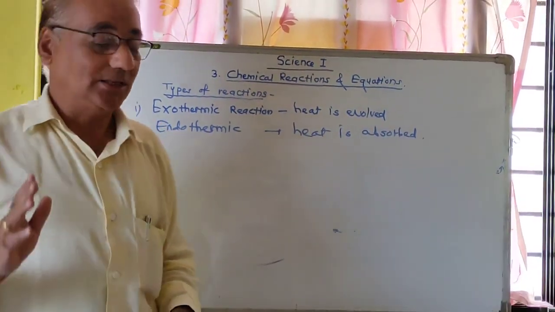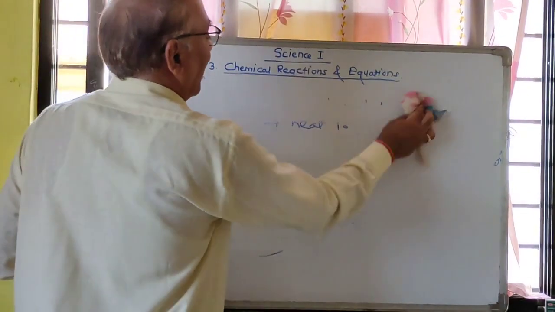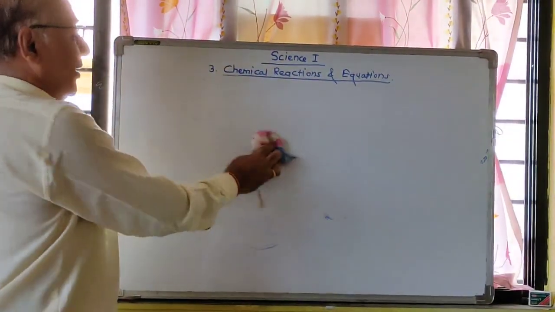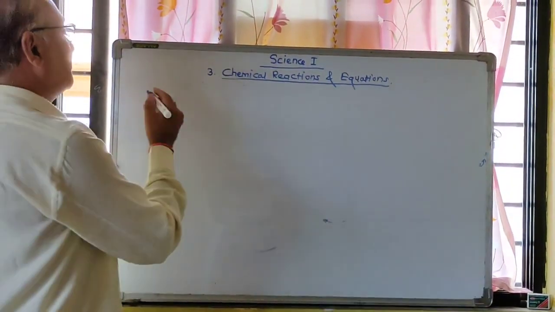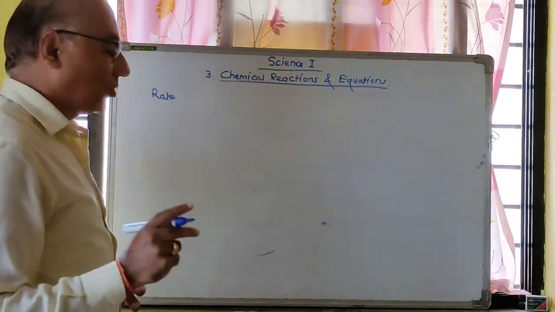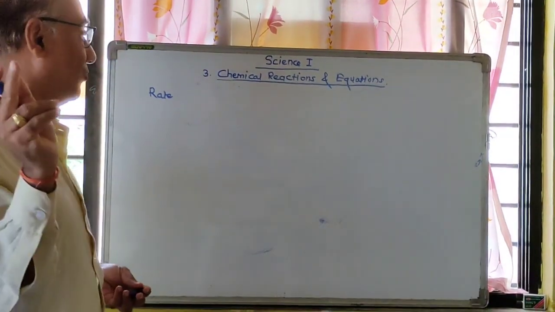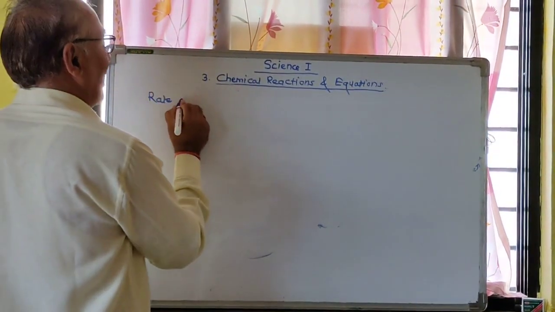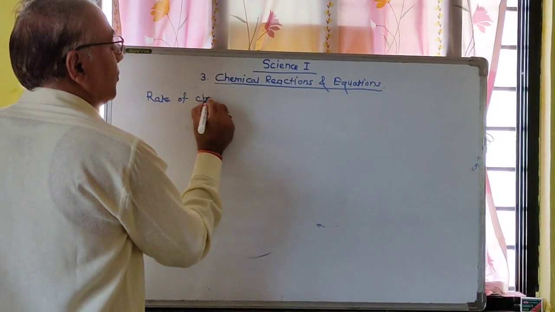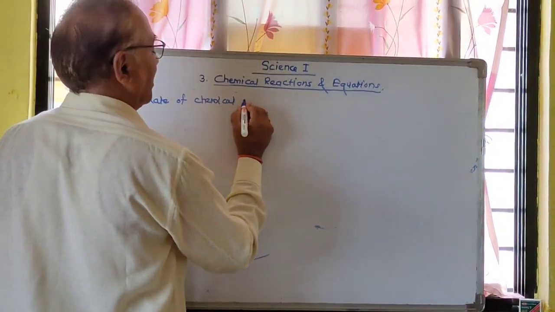Now let us see the next topic, that is rate of chemical reaction. There may be a question in your exam: explain the concept of exothermic reaction and endothermic reaction with one example. At that time you have to give these two examples and their definitions.